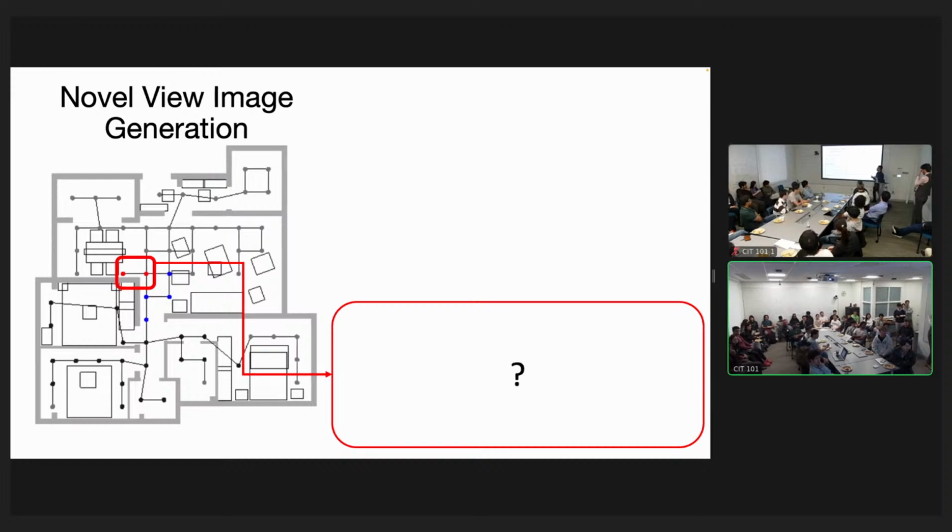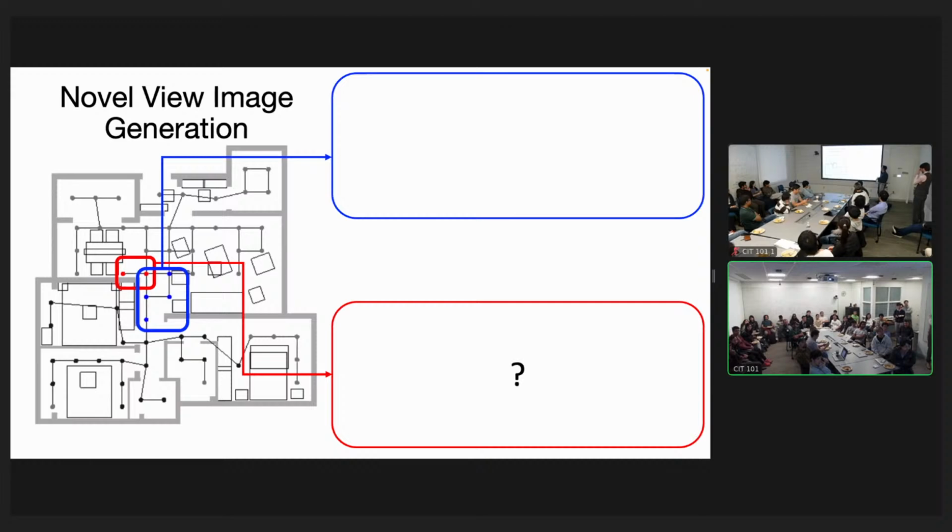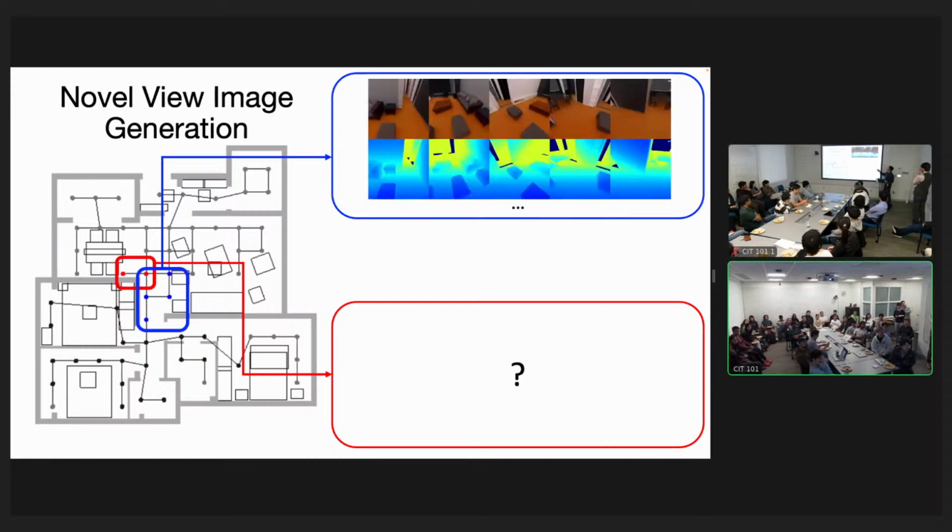Here we have some actual information to help us. First of all, we know we have generated images at these blue locations. Like I said, we generate RGBD images, so the color image and also depth information. Here, blue means that particular stuff is closer to the camera, and the green or yellow stuff is far away. This is one piece of information that can be helpful for us to guess or to generate images at this red node.